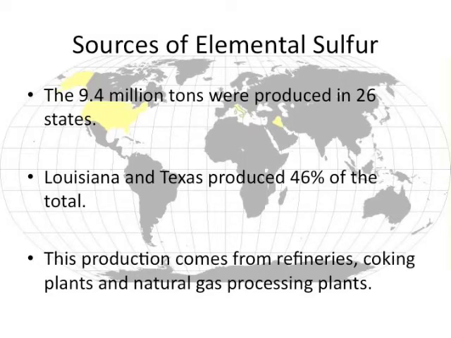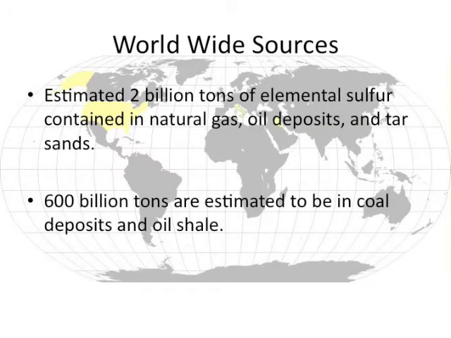Elemental sulfur production is focused in 26 states. Louisiana and Texas produce 46% of this total. The production comes from refineries, coking plants, and natural gas processing. Worldwide, there are estimated to be 2 billion tons of elemental sulfur contained in natural gas, oil deposits, and tar sands. 600 billion tons are estimated to be in coal deposits and oil shale.